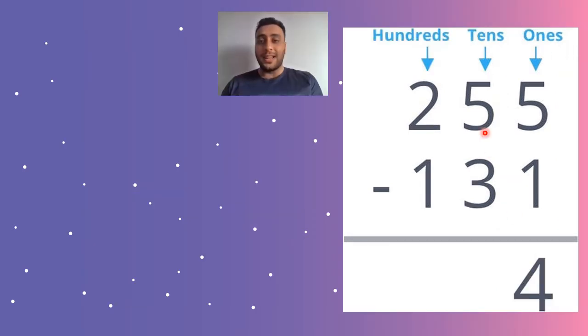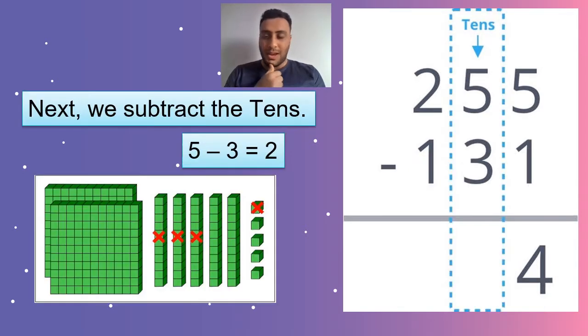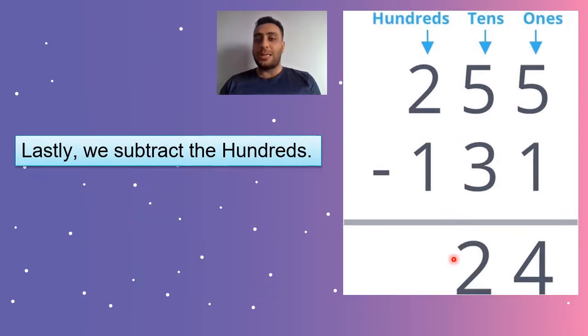Next is the tens, right? 5 minus 3. Look at here. Boop, boop, boop, bye-bye to 3 tens. How many tens do we have now? Only 2. So we write 2 here. Nice. Now we subtract the hundreds.